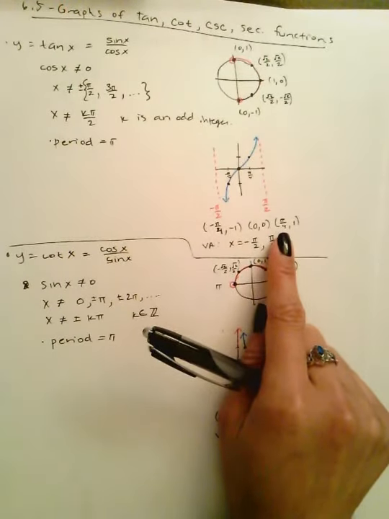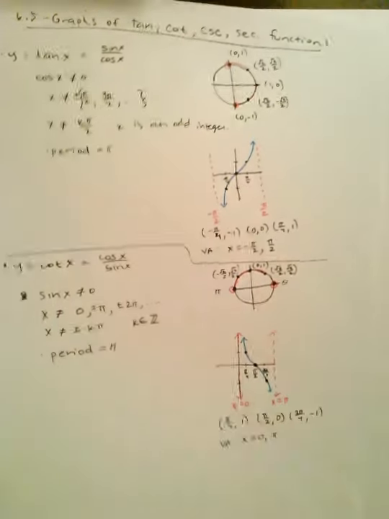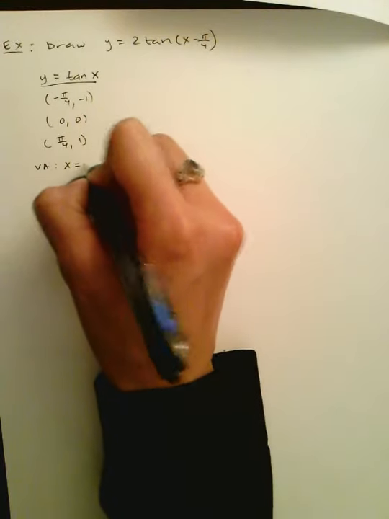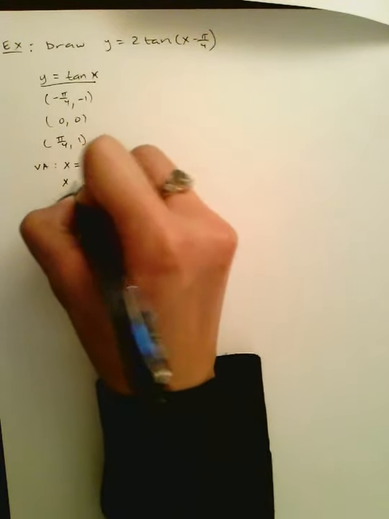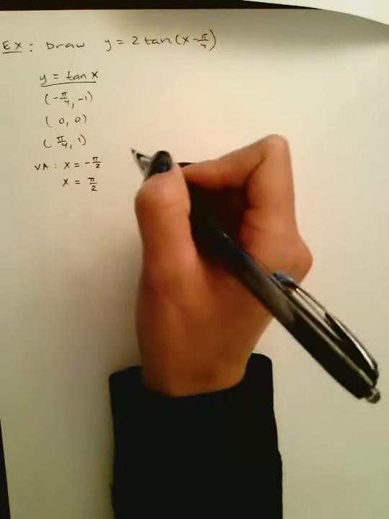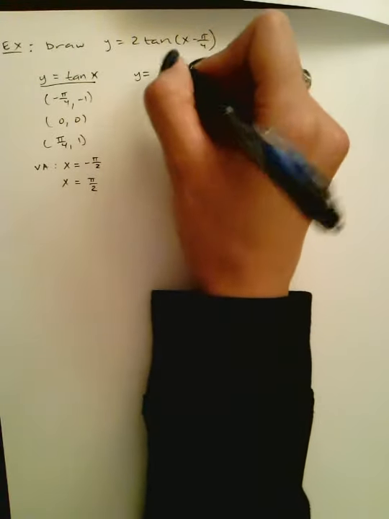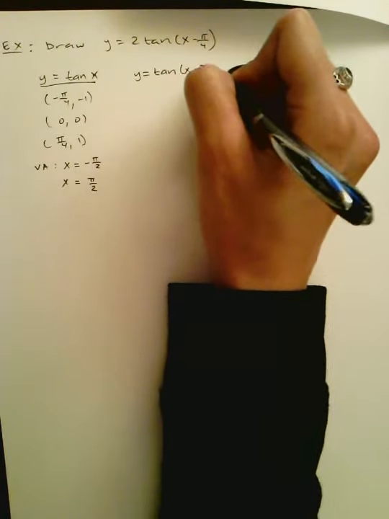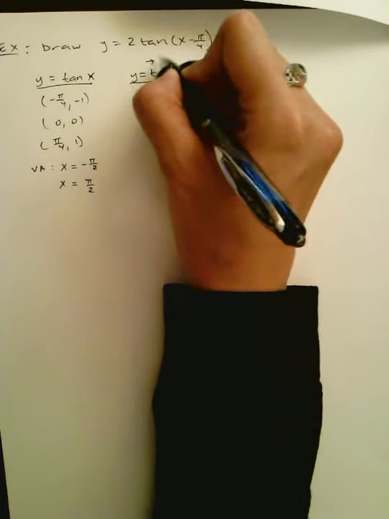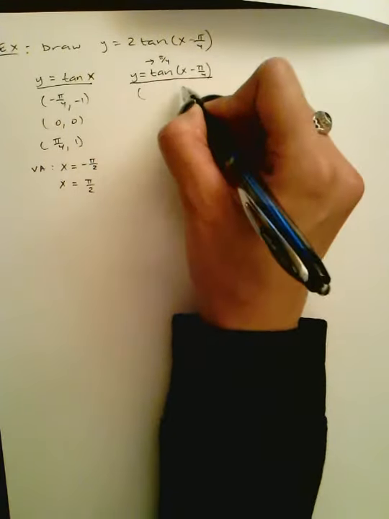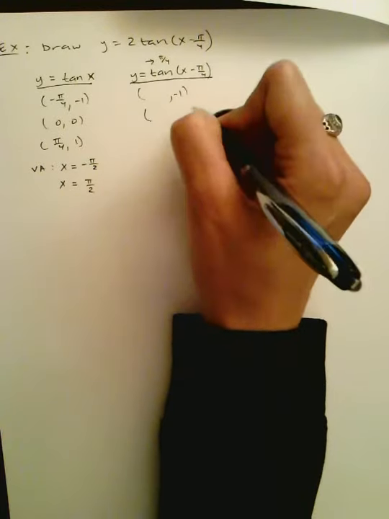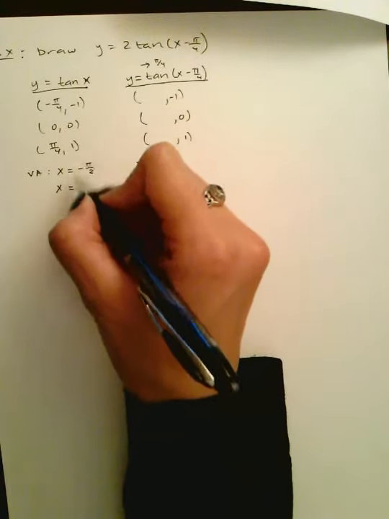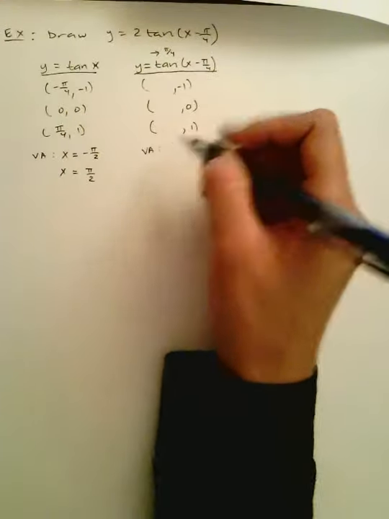We're going to do shifts on these points as well as the vertical asymptotes. So let's write out the vertical asymptotes as well. One vertical asymptote is at negative pi over 2, and the other is at pi over 2. Now for the first transformation, it's tangent of x minus pi over 4. This tells me I'm going to go to the right by pi over 4, which means I'm going to add pi over 4 to each of the x values, but the y values are going to stay the same. The vertical asymptotes are x values, so those are going to change as well.